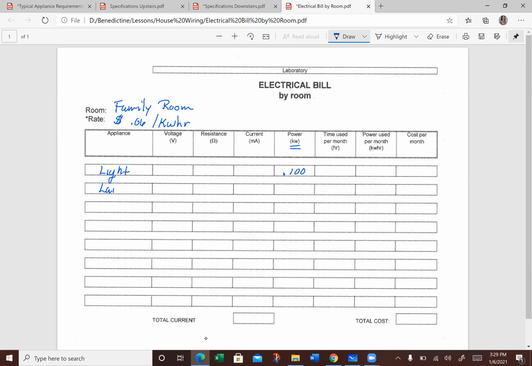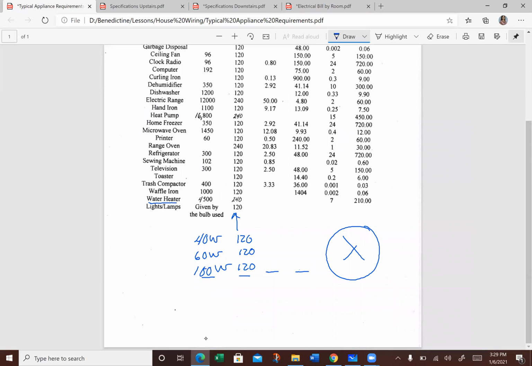For my lamp, I might only use 60 watts. So that's going to be 0.06. And then I have a television. If I go back to my typical appliance requirements and find television, it has a rating of 300. So I'm going to go back here.